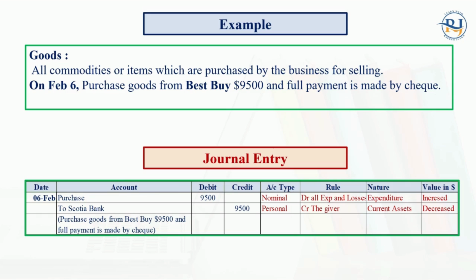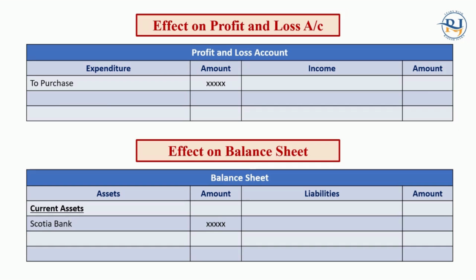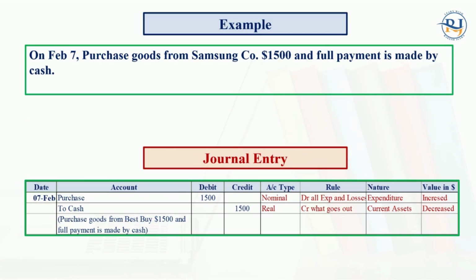What will be the effect of this journal entry on the profit and loss account and balance sheet? I'm going to explain now. Look at this. Purchase is expenditure, so the purchase will be put on the debit side of the profit and loss account, and Scotiabank is a current asset, and that will fall under the asset side of the balance sheet. In the next example, I'm going to explain how to make a journal entry when the purchase of goods is made on a cash basis.